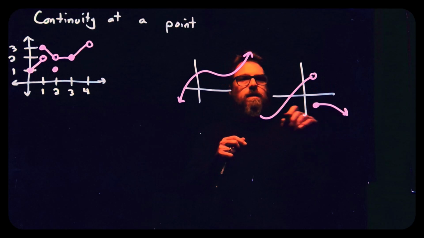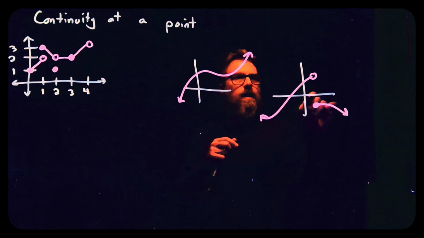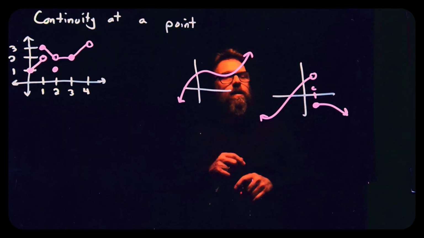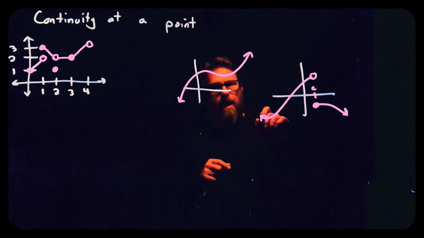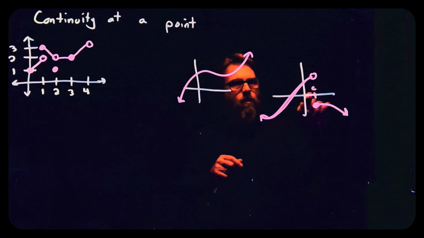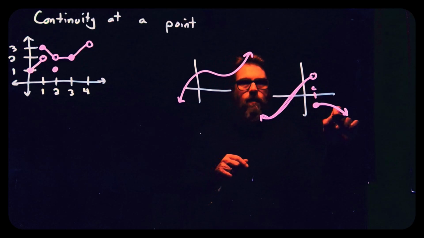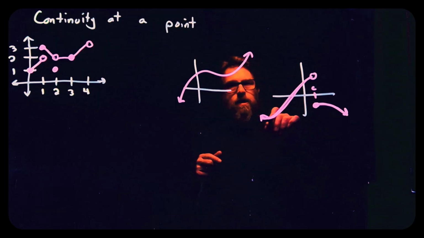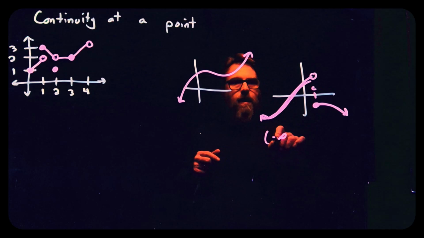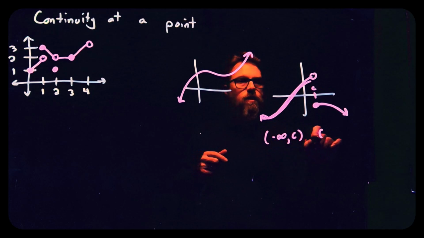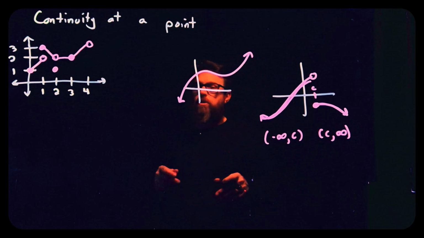That function is not continuous at, let's just say, the C value here. It's not continuous at C because I had to pick up my marker and move it down here to finish drawing it. But it was continuous from minus infinity to C. It was also continuous from C to infinity. But at C, it's not continuous.